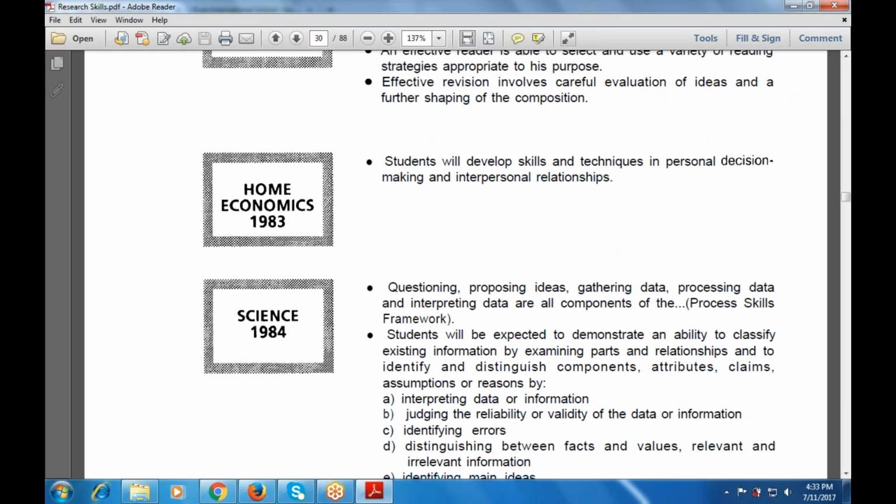Students will be expected to demonstrate an ability to classify the existing information. How can we classify what is the existing information? It will be used by examining the parts and the relationships to identify and differentiate the components, attributes, claims, and assumptions or reasons, by interpreting the data or information, by judging the reliability or validity of the data or the information, and by identifying the errors.